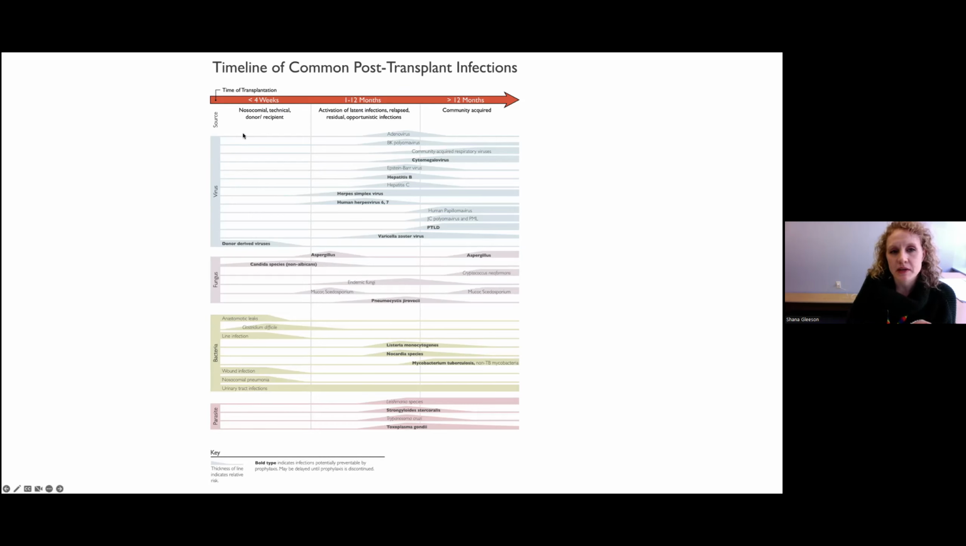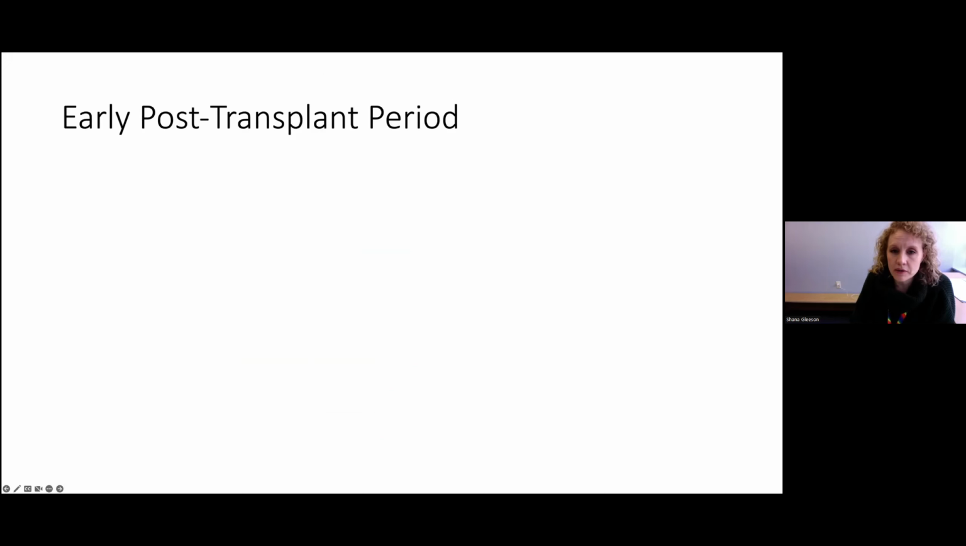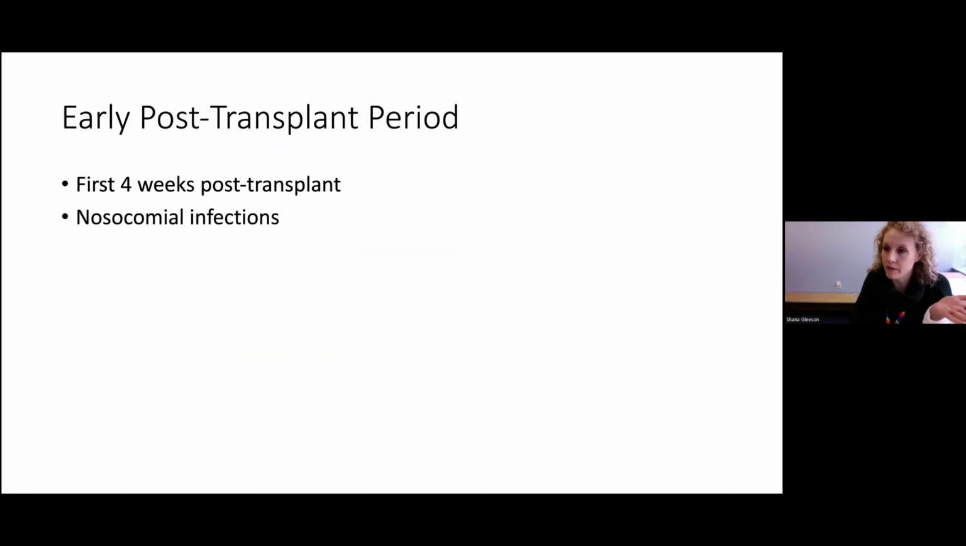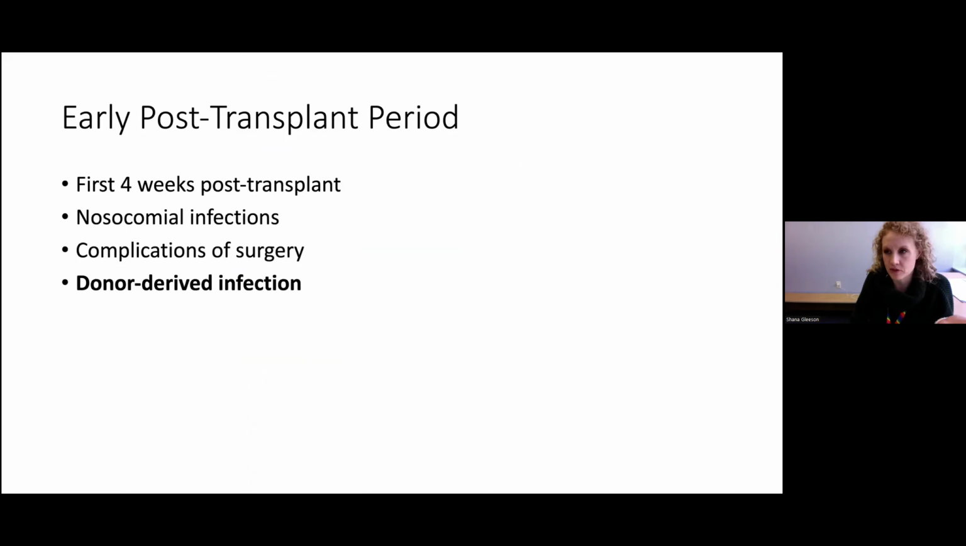If you look at this, we divide things up within the first month after transplant, and then the first year after that, and then greater than 1 year after. And you can see in this very early period, which is the first 4 weeks, that's where donor-derived infection lands. It's usually a very early thing that's going on after the surgery. In that early period, there are some other things that happen. Nosocomial infections are the other big category in that period of time, or complications of surgery. But then it's really donor-derived infection, which I put in bold because that's what we're talking about today.